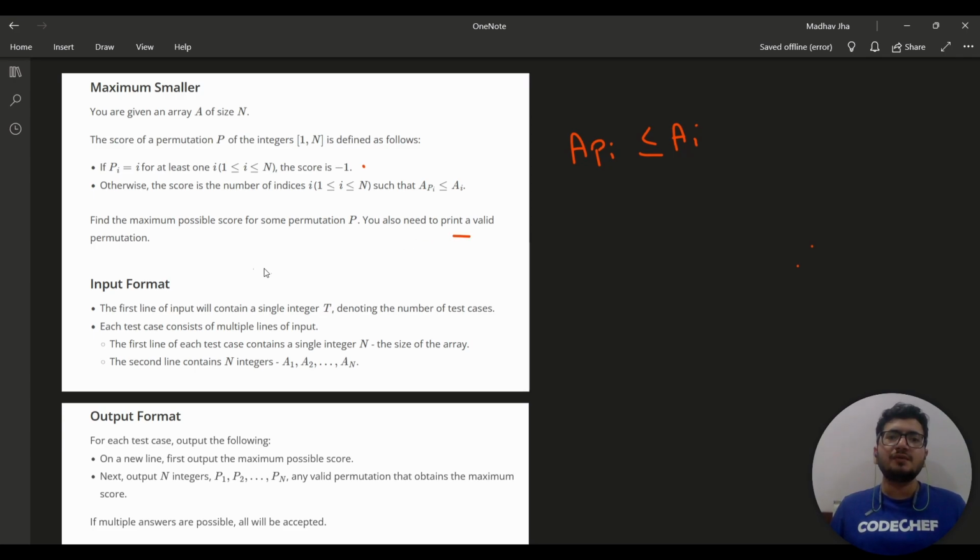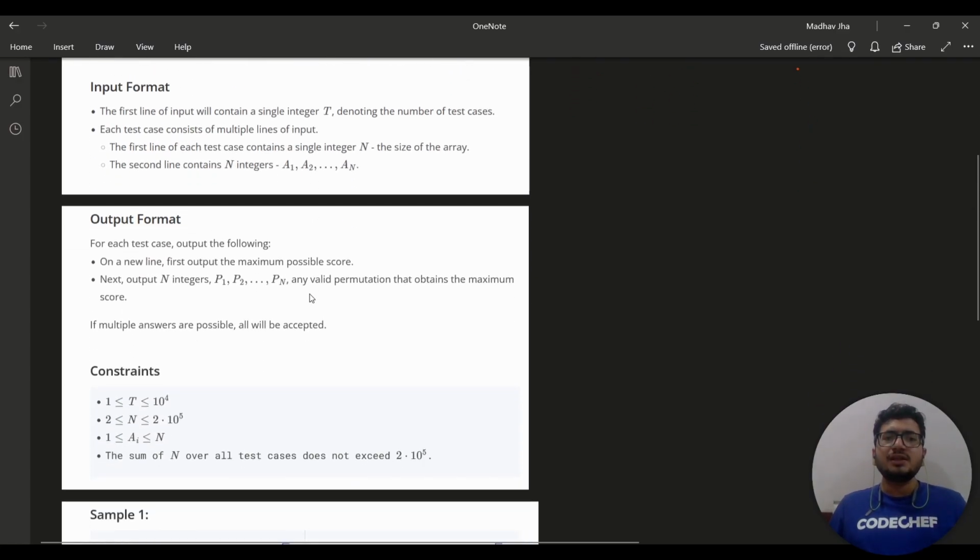For the input format, we have t test cases, and for each test case, we have two lines. The first line contains the integer n, that is the size of our array A, and the second line will contain n space-separated integers, that is a1, a2 till an. As for the output, for each test case, we simply have to output two lines. The first line will contain the maximum possible score, and the second line will contain the permutation that will have n elements. If multiple answers are possible, all will be accepted. So we can print any one valid permutation.